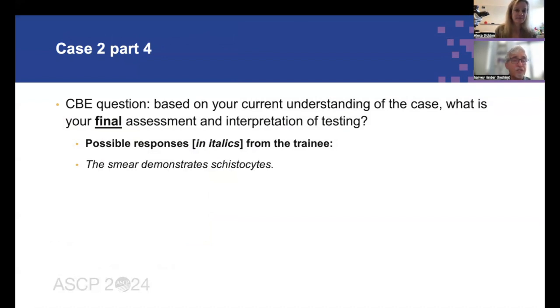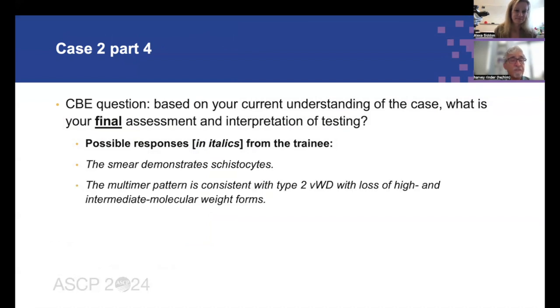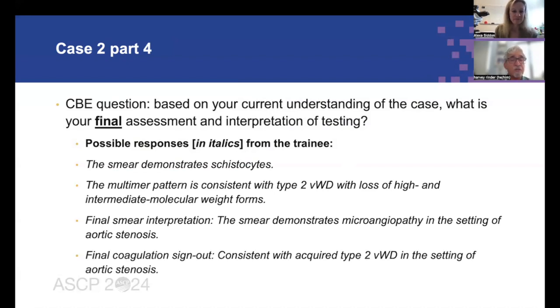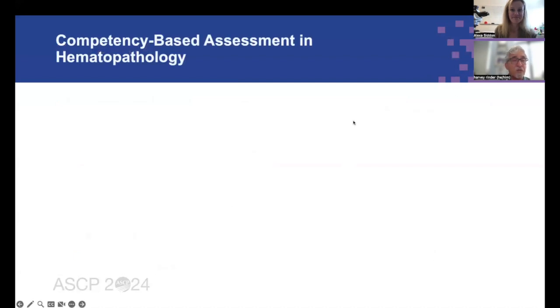On the smear, they see schistocytes, no question. On the Multimer pattern, they see that it's type 2 von Willebrand with loss of high and intermediate molecular weight forms. Their final smear interpretation is that there is microangiopathy in the setting of aortic stenosis. And their final coagulation sign out is it's consistent with acquired type 2 von Willebrand disease in the setting of aortic stenosis. Great job by the resident. Now let's go back to Dr. Sidden for a similar type of CBE in hematopathology.